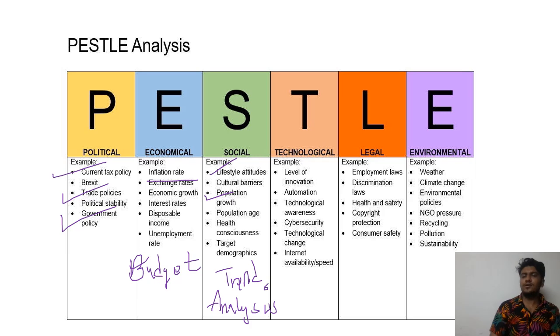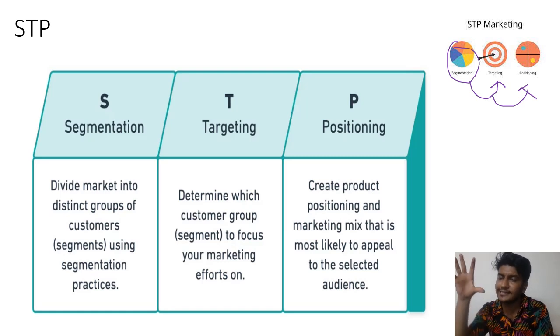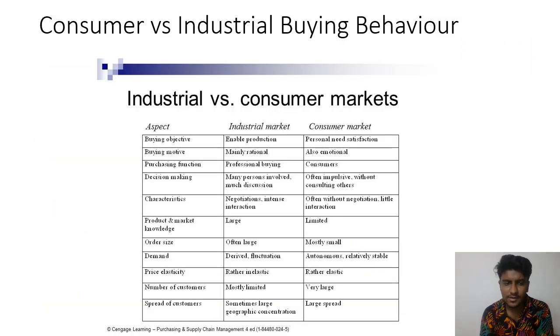IPR, and many different laws, regulations, protocols. Environmental: weather, pollution, sustainability. STP: segmentation, targeting, positioning. You segment your product, you target your product at the audience, and you position your product in that targeted audience. This is what we call STP strategy. We divide the market into different groups of customers, we target a particular group of customers, and finally position our product into the marketing mix of those particular segments. Next up, we have consumer buying behavior and industrial buying behavior.